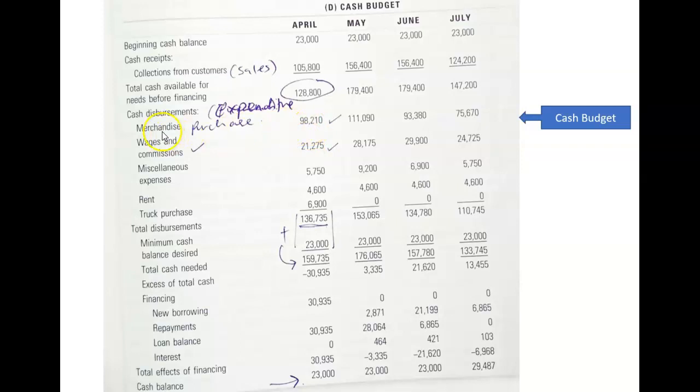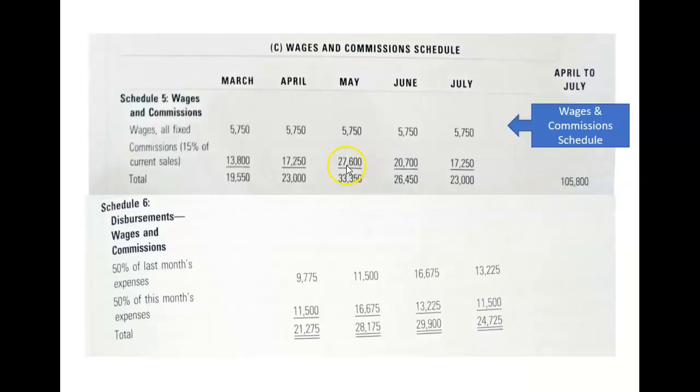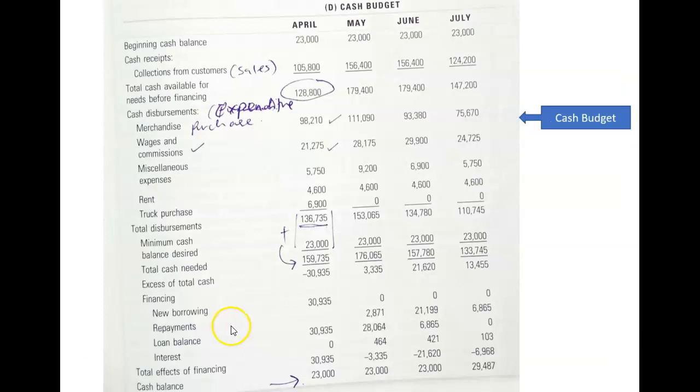This one is from merchandise. And the same with wages and commission, right? For April, 21,275, you go to the wages and commission schedule. The total of the disbursement for wages and commission is 21,275. So you just put there 21,275. And if there are any miscellaneous expenses, you just put them, or rent, for example, or truck purchase. All right. Then you add up all the total disbursements, and you need a minimum cash balance.